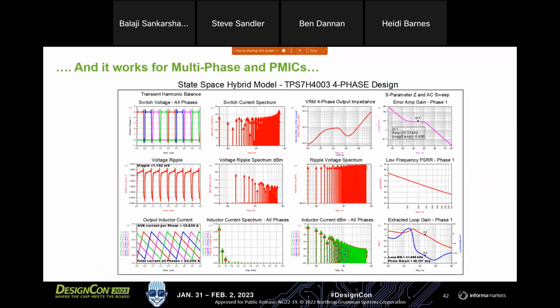Heidi touched on this in the very beginning of her slides. Yes, this works for multi-phase. In fact, this is the 4-phase version of the TPS7H4003. This is actually a representation of hardware that I have from TI. They have a 4-phase version with 4 parts and then an 8-pack where there are 2 ICs per phase. So it's also working in hardware, and this is a representation of that. You can see you can do that pretty easily also.